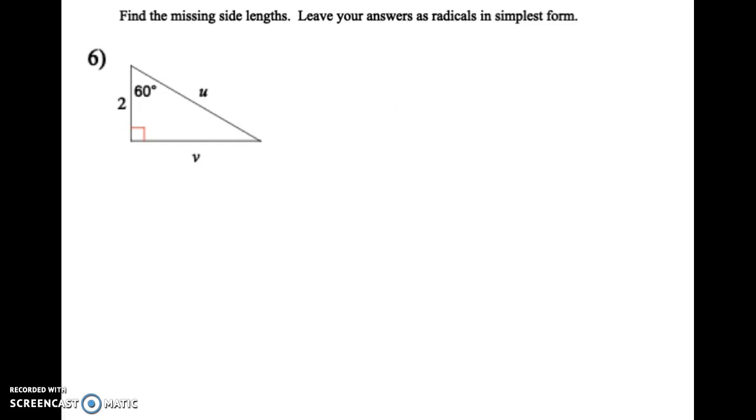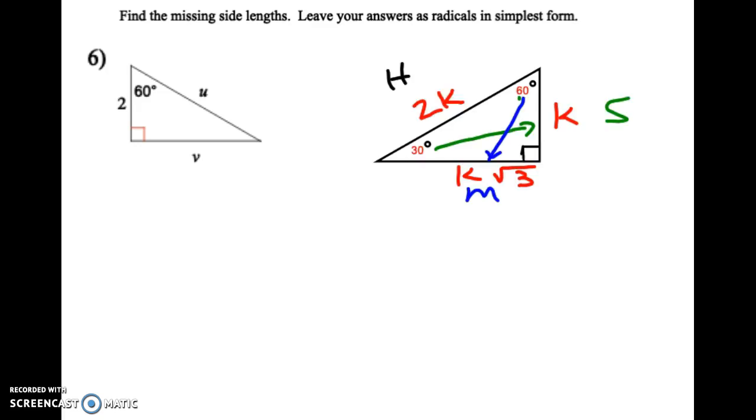Number 6, last one. If we look at number 6, the 2 is the short side, the V is the medium side, and the U is going to be the hypotenuse. So this works out nice. The hypotenuse is 2 times the short side.